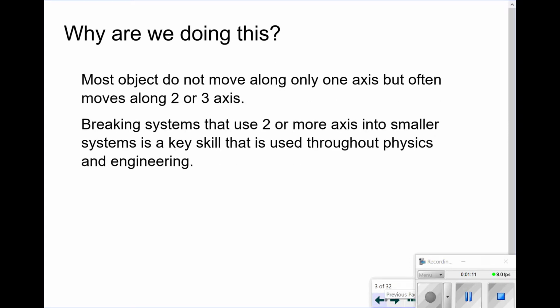Why are we doing this? Because most objects do not move along only one axis, but often move among two or three axes. Also, breaking systems that use two or more axes into smaller, easier to work with systems is a key skill that is used throughout physics as well as engineering.